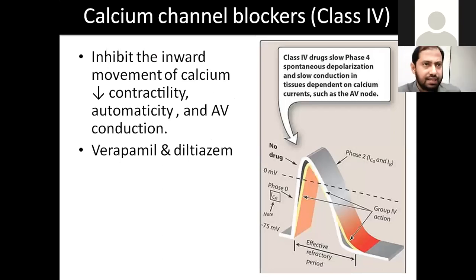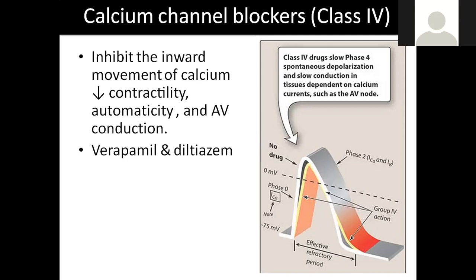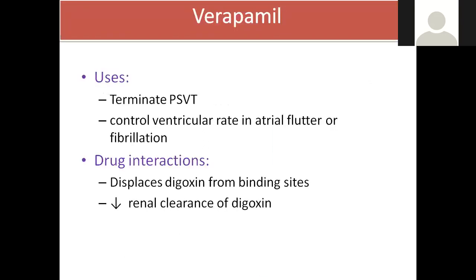Then lastly, we will be discussing the class 4 group, that are calcium channel blockers. Class 4 drugs slow the phase 4 spontaneous depolarization and slow conduction in tissues depending on calcium current, such as the AV node. Calcium channel blockers inhibit the inward movement of calcium, and due to this, there will be decreased contractility, automaticity, and AV conduction also. Verapamil and diltiazem belong to this group.